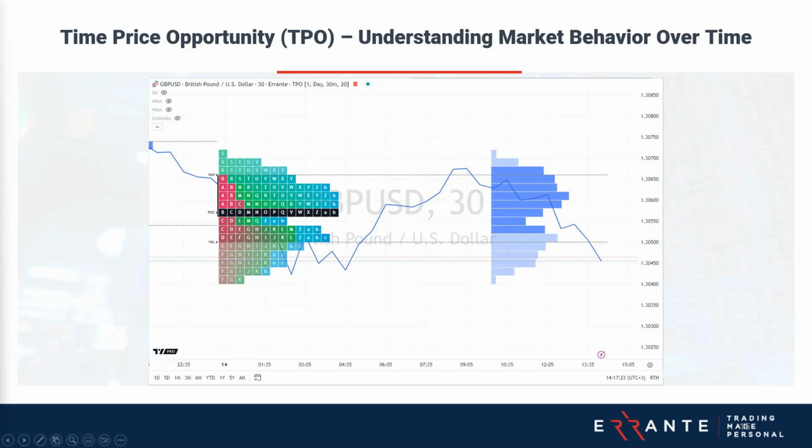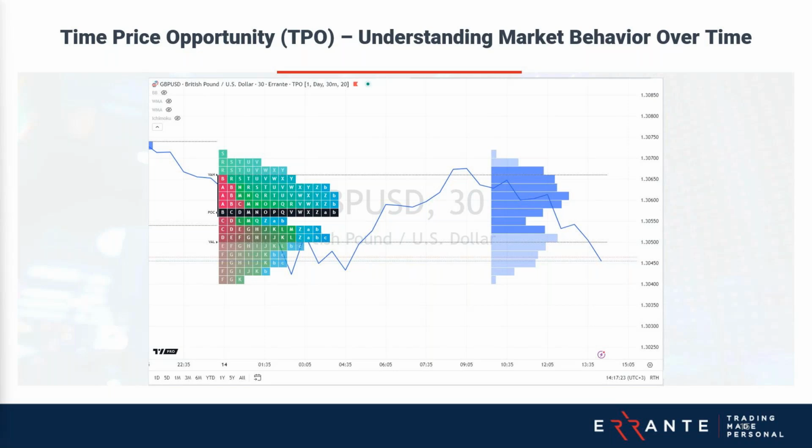And each one corresponds to a price level that was traded during that time frame. In the chart here on my screen, you can see letters like A, B, C, etc., each corresponding to a 30-minute time block. These letters stack up vertically, showing the price levels traded during each period.